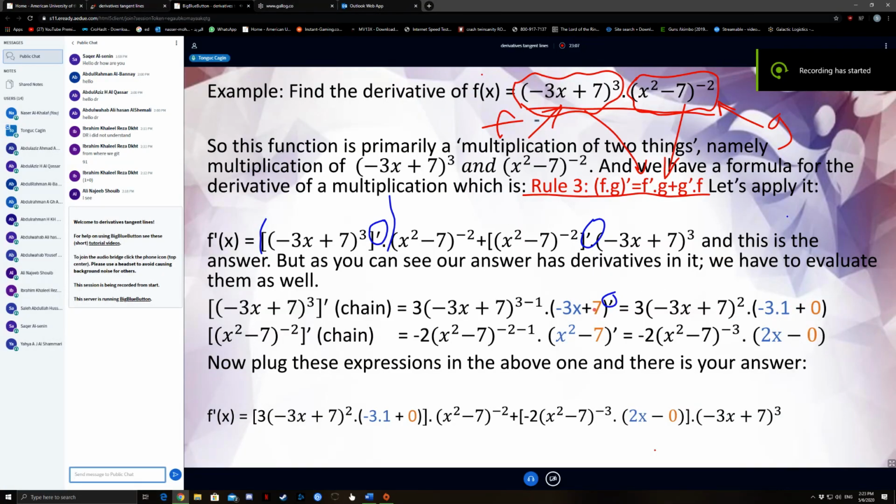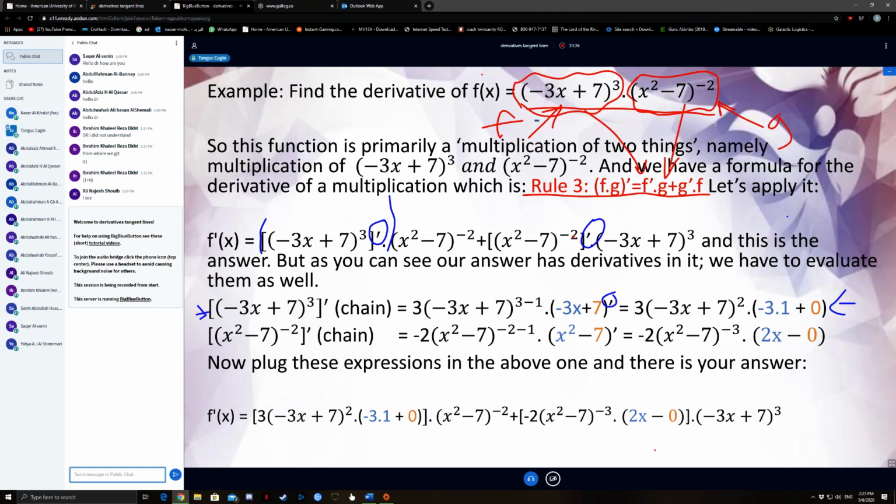Plus derivative of 7, derivative of a number is 0 from rule 1. Now it is truly finished. I really found this, which is this. Okay. Now I will go on with this derivative.